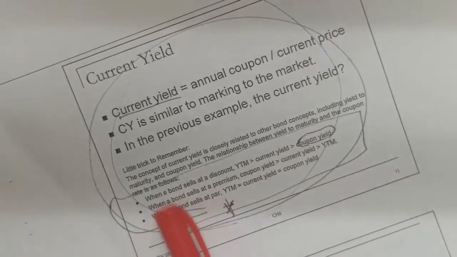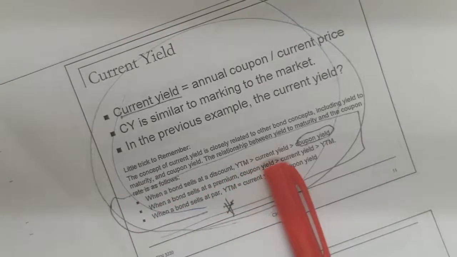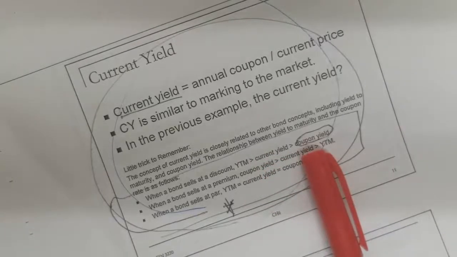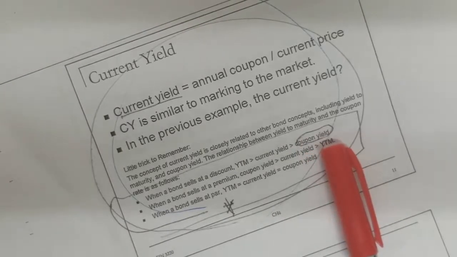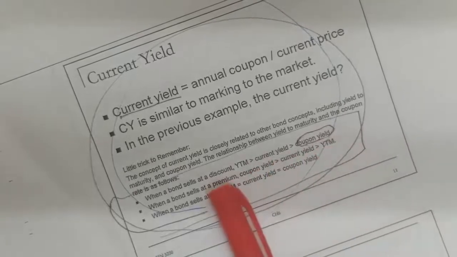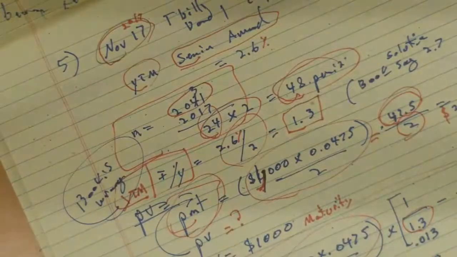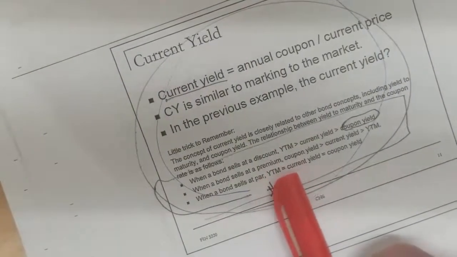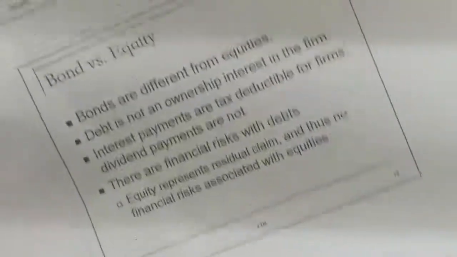In this case, we've got a bond where the coupon yield is greater, 4.75, and the current yield was, what was it, 3.4, and our yield to maturity was about 2.6. So we know it sells for a premium, selling for about $1,382. Okay, and if it's at par, everything's equal. YTM equals current yield equals coupon yield.